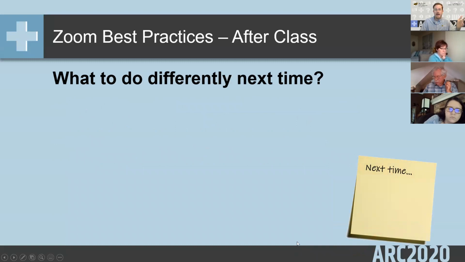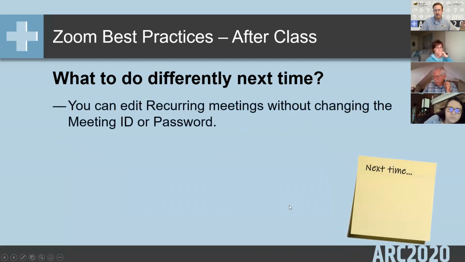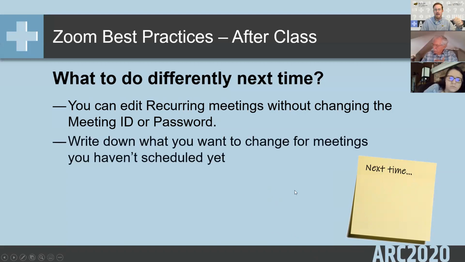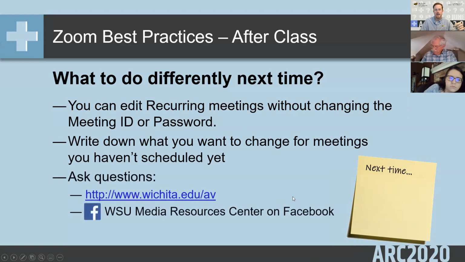Now what you need to do is think about what went well and what didn't, and what you want to change for next time. You can change settings of a recurring meeting and it won't change the meeting ID or password. So if you've got a class set up for every Tuesday and Thursday and you want the participants muted upon entry, you can change that. Write down anything you want to change for next time that you haven't scheduled so that you'll remember. Lastly, if you have any questions, go to wichita.edu/AV, as in audiovisual, and submit a ticket for support.